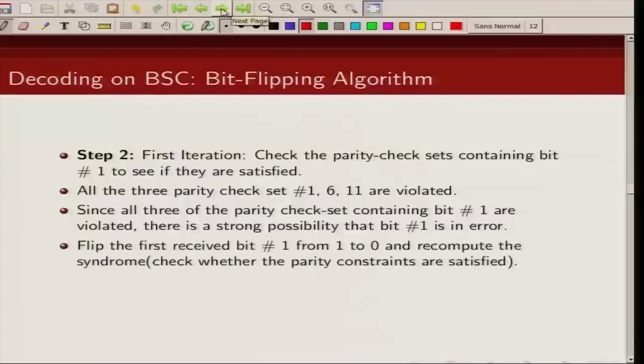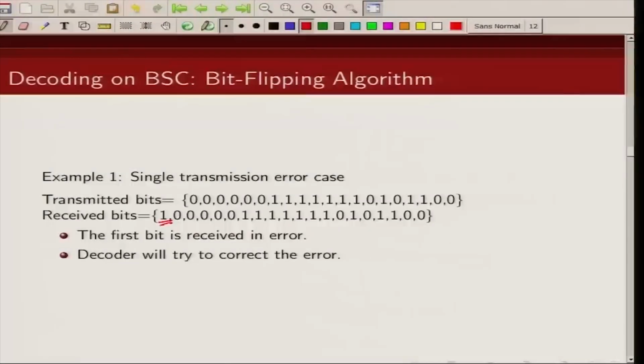Hence, what do we do? We are going to flip this bit, whatever this bit was, and then again check the parity check constraints. So earlier this bit was received as 1, we are going to flip it to 0 and again try to check the parity check equations.